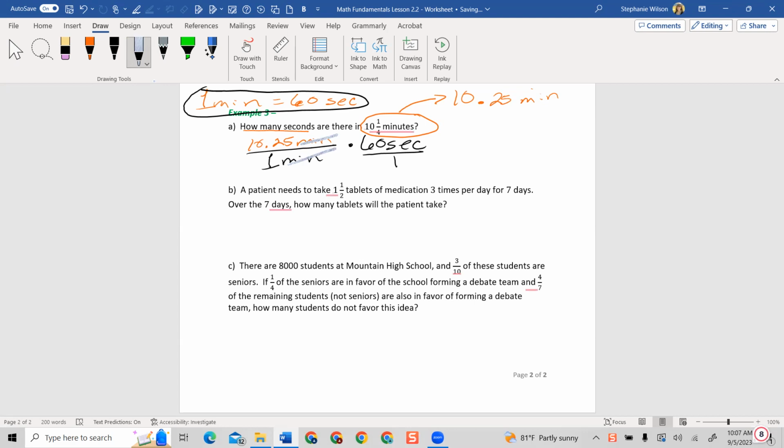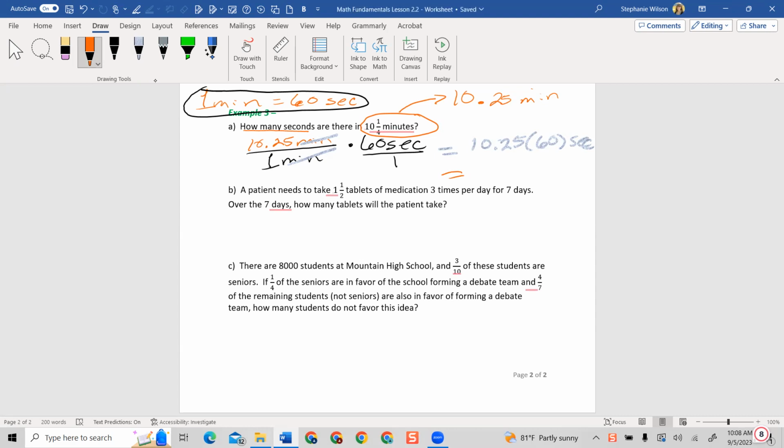Now that I've done that, I see that minute goes into itself 1 time, and 1 times 10.25 is 10.25. Does that make sense? 1 times anything is whatever you're multiplying it to. And that leaves ones in the denominator, so we can just drop that off there. So I got 10.25 times 60 seconds. And so let's multiply that out.